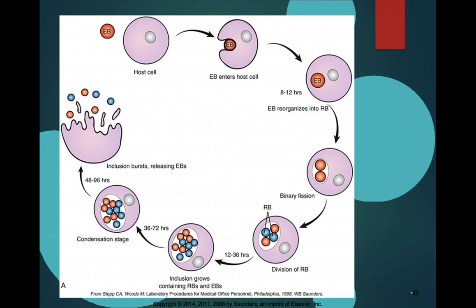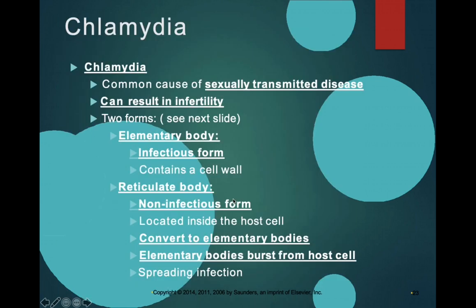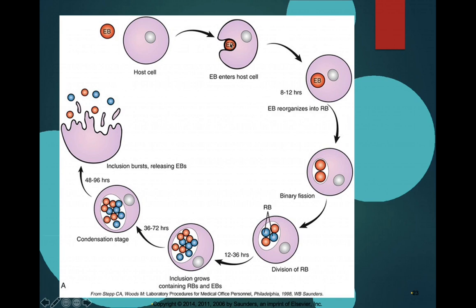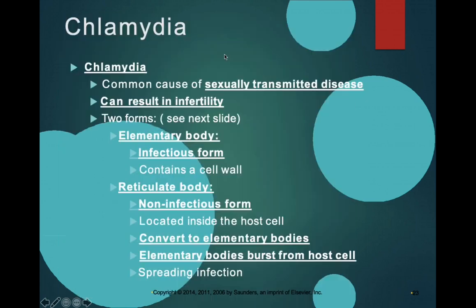And when we move to the next slide, you will see that the host cell here, you can see the EB enters the host, and we can see in time that the EB can be transformed into RB. So let's go back here. The elementary body is the infectious form, and it contains a cell wall. So here, this is the infectious body. All right, let's go back.